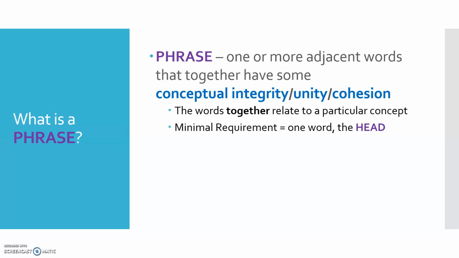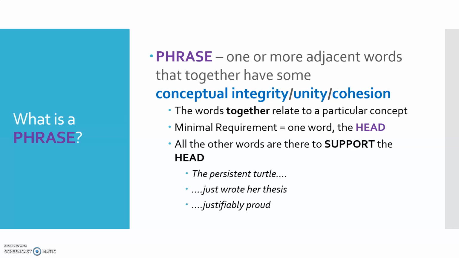The minimum requirement for a phrase is just one word. And that word we call the head of the phrase. Even if there's more than just one word in the phrase, there's still always one word that's the most important word that we call the head of the phrase. All the other words in that phrase are there to support the head. Their purpose is to give us more information about the head of the phrase.